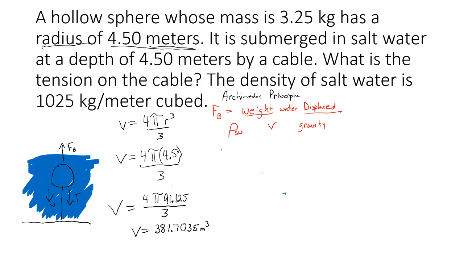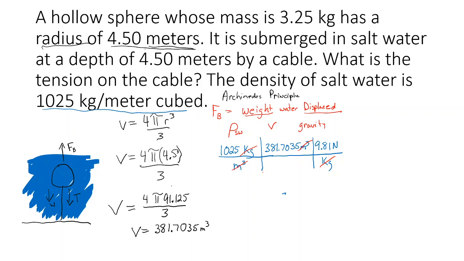The first thing that we have is the density of salt water. It's 1,025 kilograms per meter cubed, given right here. And then we have the volume that we just calculated at 381.7035 meters cubed. And then gravity is 9.81 newtons per every kilogram. So meters cubed cancels, kilograms cancel, and all I'm left with is newtons.